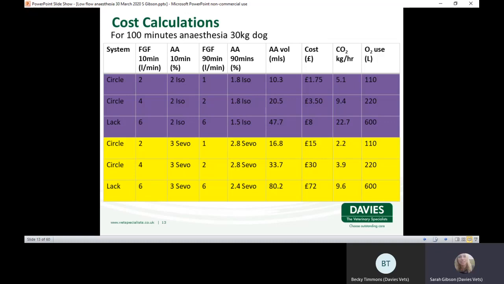Finally, and most importantly, in this current COVID crisis, I've calculated the overall oxygen use for the different protocols. So bear in mind an E cylinder contains 680 litres of oxygen. You can see how with the first low flow protocol, we'll use 110 litres of oxygen. So one cylinder would last for about 6 dogs. If a LAC is used, we'd get through almost a whole cylinder in one anaesthetic in this dog.